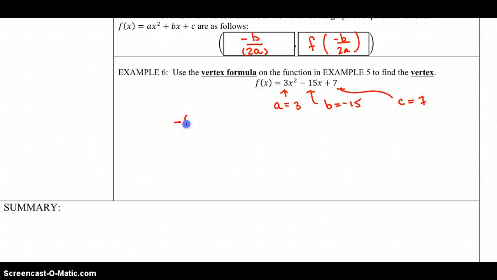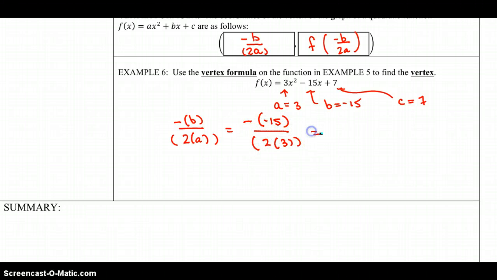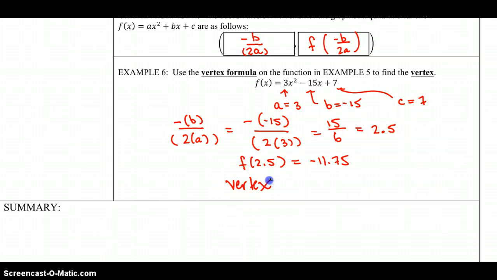So if we evaluate the opposite of b over 2a, we get the opposite of negative 15 over 2 times 3. The opposite of negative 15 is 15, and 2 times 3 gives us 6. If we take 15 divided by 6, we get 2.5, exactly what we got up above. And then to get the output, we would put 2.5 as an input to see what our output was in the function. And if we do that, again, we're going to get negative 11.75. So this gives us another way of finding that vertex for the graph of our quadratic function.